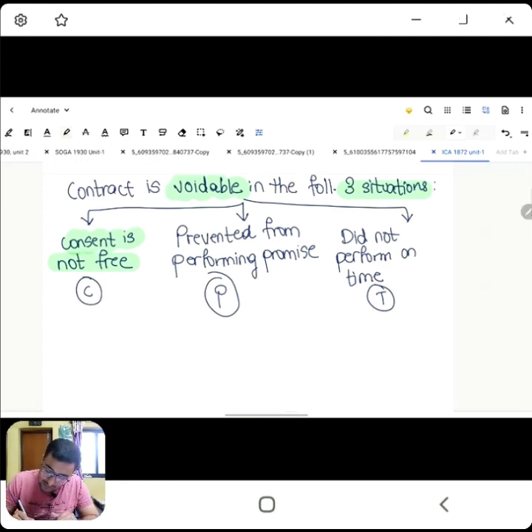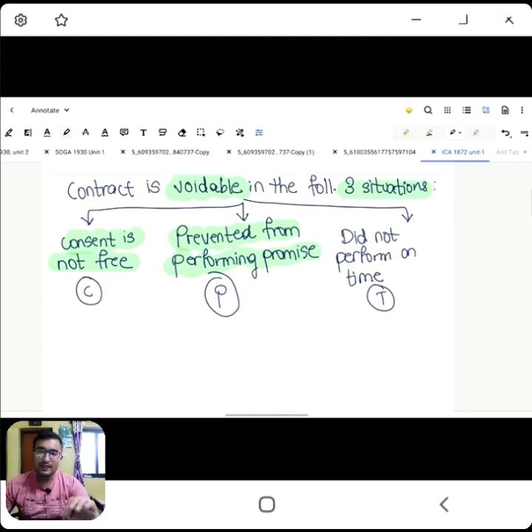Situation number two, where one party is prevented from performing his promise, right? So if I have told you to repair my two wheeler, I will give you 10,000 rupees for it. After that, I don't give my two wheeler to you. You were ready to perform it, but I didn't allow you to perform it. In such a case, the law is saying you have an option. If you want, you can cancel the contract.